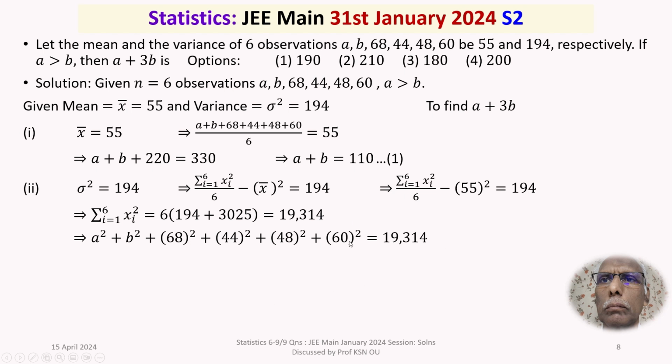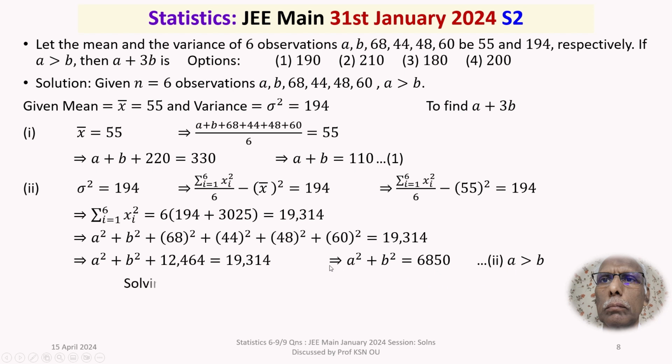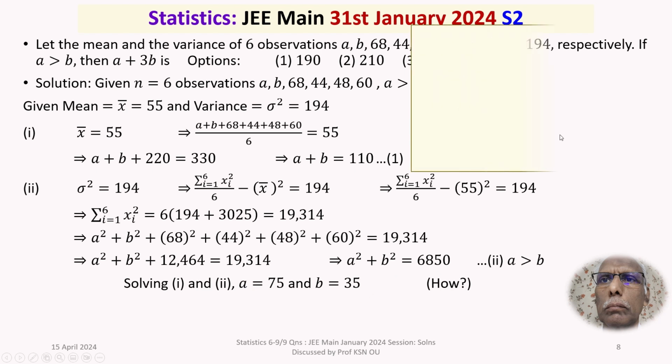So A square plus B square plus 12,464, this whole one is equal to 19,314, and simplify, you will get A square plus B square is equal to 6850, A greater than B. This is the second equation. From the first and second equation, keeping this condition A greater than B, we obtain, solving 1 and 2, A is equal to 75, B is equal to 35. And that I will show you in the snippet.